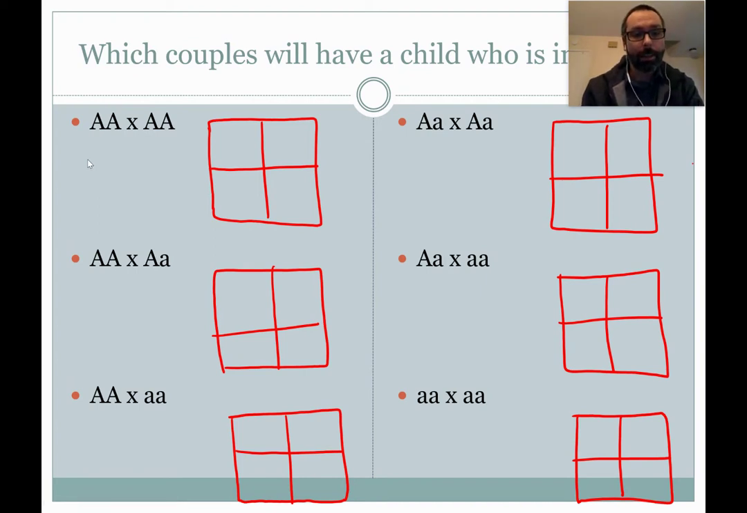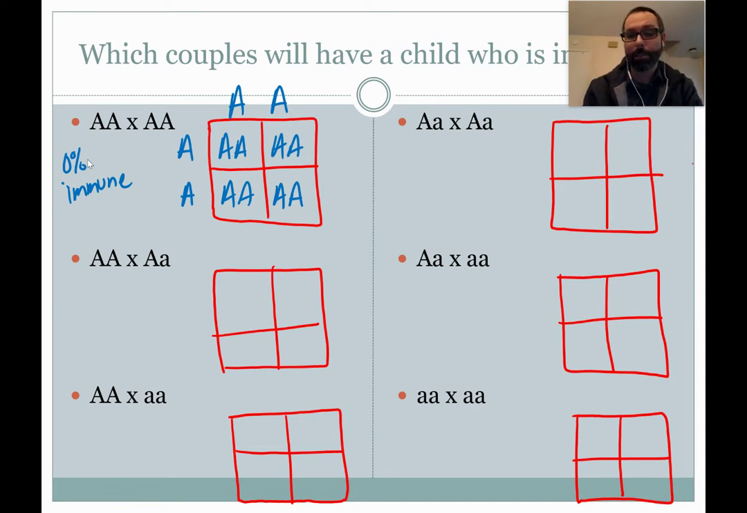Now, at the upper left, you have 2 big A's. 1 big A goes over each box. That's the first parent, and here's the second parent. Now, maybe you looked at this and you didn't even need to answer. You didn't need to do the square because you might notice that when everybody has big A's, all the kids are going to have big A, right? Which means that none of them are going to be immune. There's no chance for immune kids from these 2 normal people.